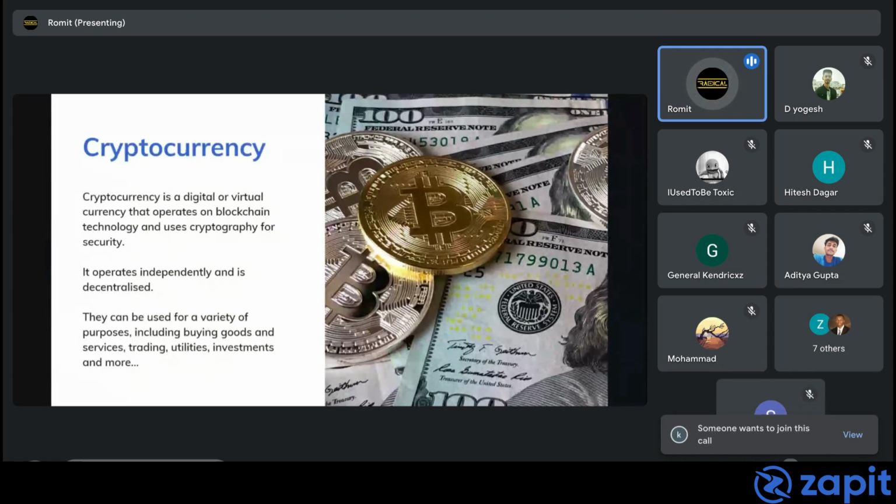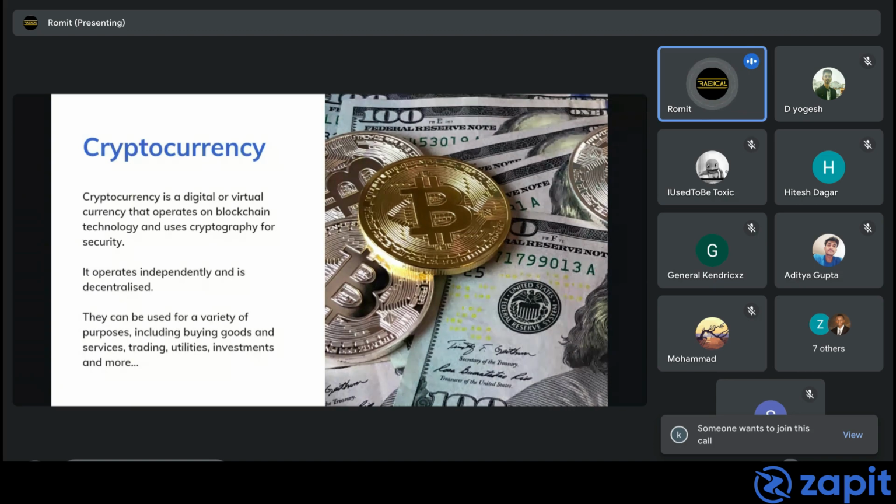Now, of course, you can use cryptocurrency just like you can use any other currency. You can buy goods or services with it. You can use it for investments. You can use it as a utility tool. We're going to go through that later on. And also, you can trade or invest and make money from it. So there are a lot of things that you can do. Just like any other currency, you can also use cryptocurrencies for the same reason.